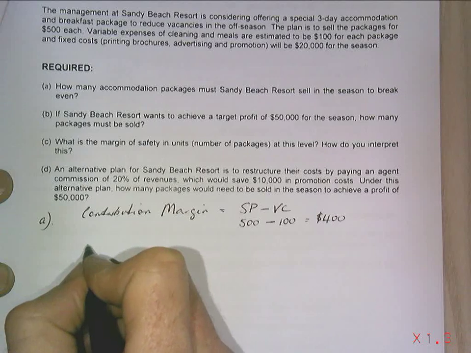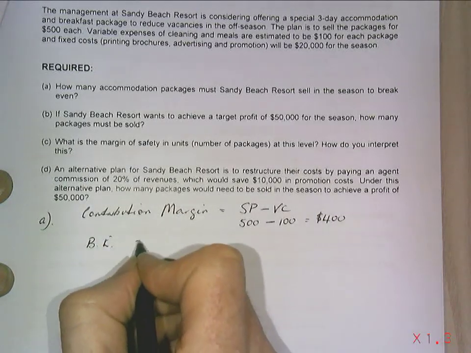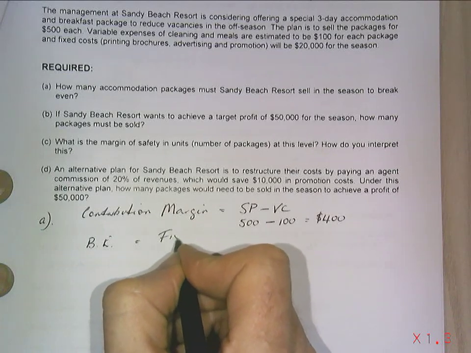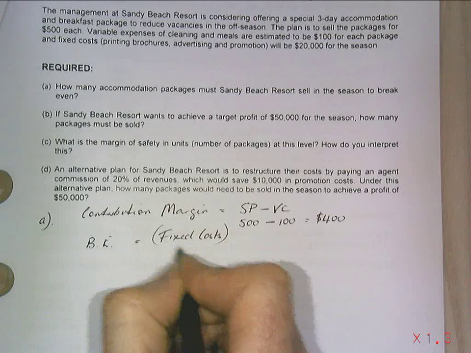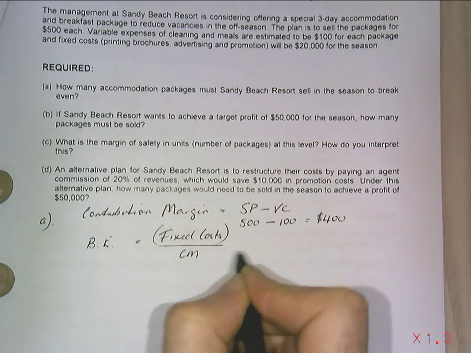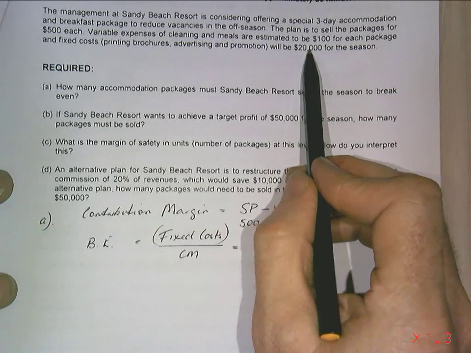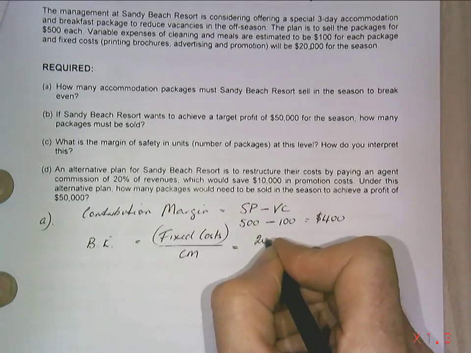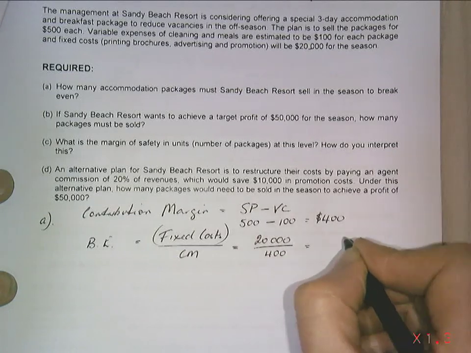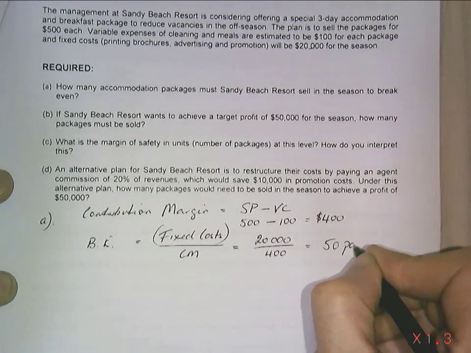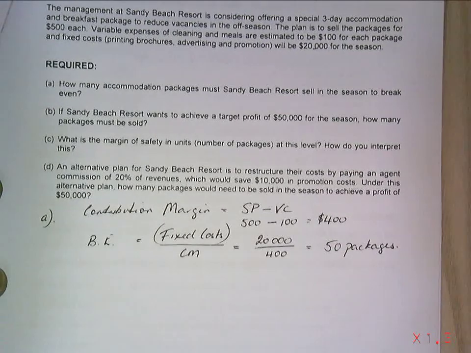Now, to calculate break even, it is my fixed cost divided by my contribution margin. In this case, my fixed costs are $20,000. So it's $20,000 divided by 400 equals 50 packages. So it's A.